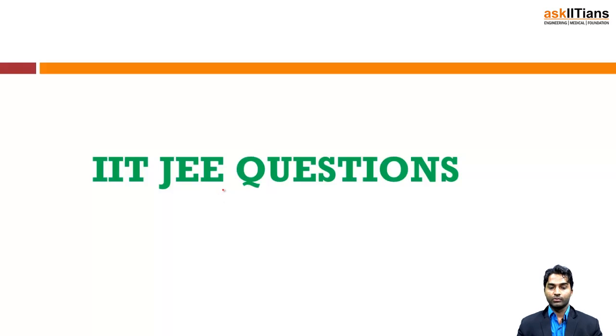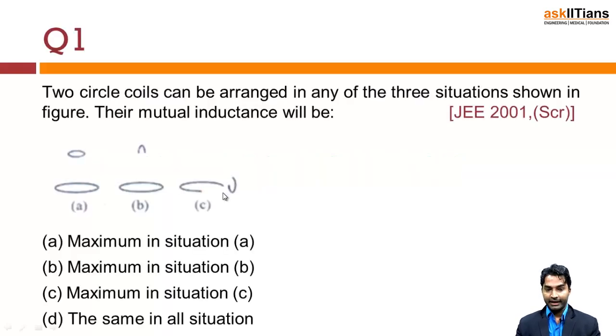Now we will discuss some questions related to IIT-JEE. First question: two circular coils can be arranged in any of three situations as shown in the figure. Their mutual inductance will be maximum in situation A, maximum in situation B, maximum in situation C, or the same in all situations.